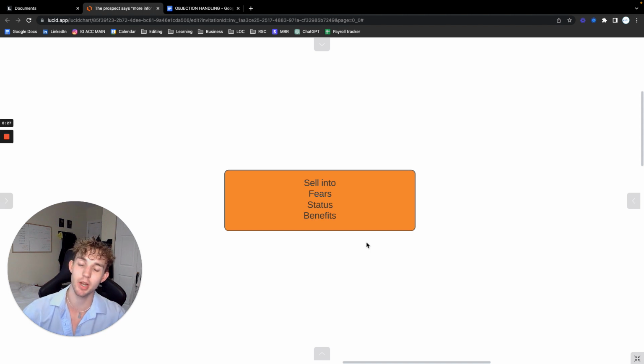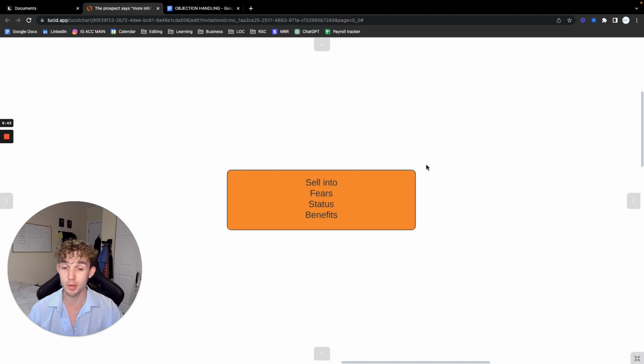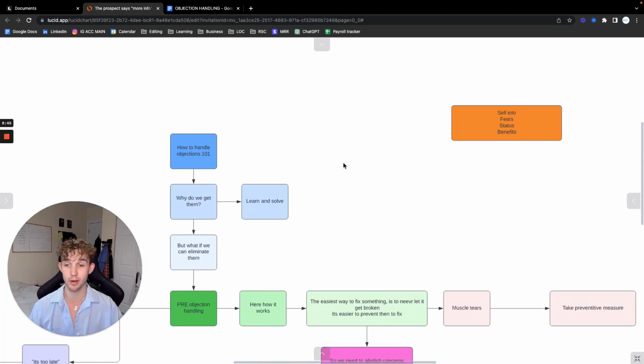And this is the same with anything. Okay, you can sell into people's fears, their status, or benefits. So what you have to do is figure out: is your prospect somebody that wants status? Is it somebody that's scared of something happening? That's why they're doing this, or is it somebody that wants the benefits? Okay, remember this when you sell. You're selling into one of those 3 categories.